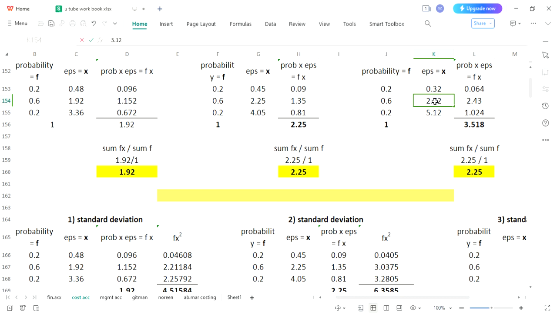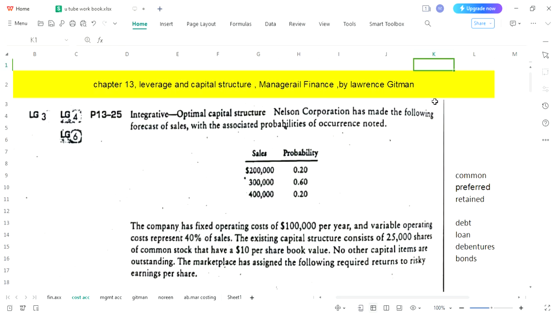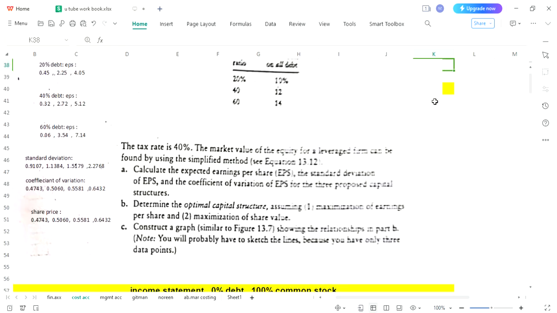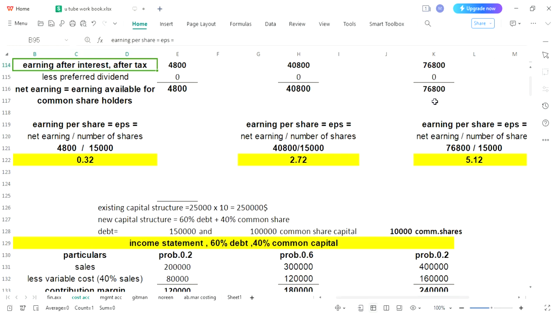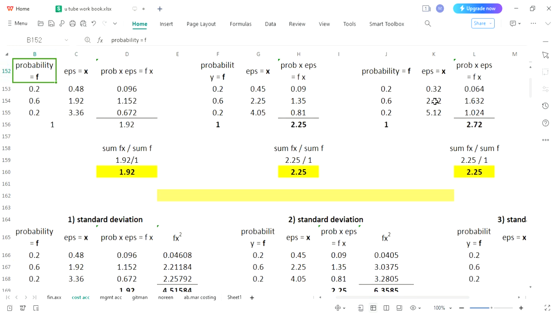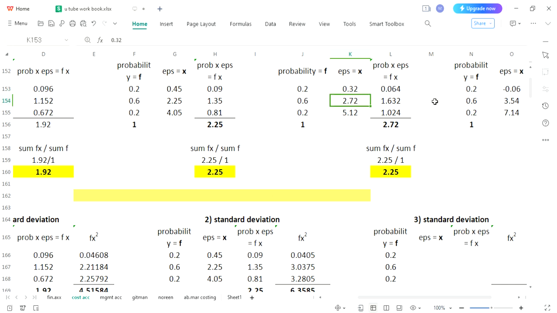2.72, and finally 5.12. Okay, so we need to change it. 2.72 divided by 1, and same will be done over here. 2.72 divided by 1.